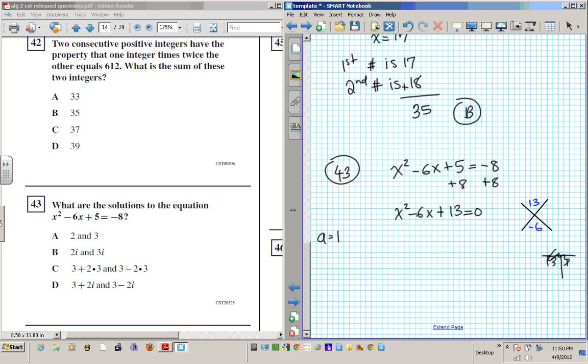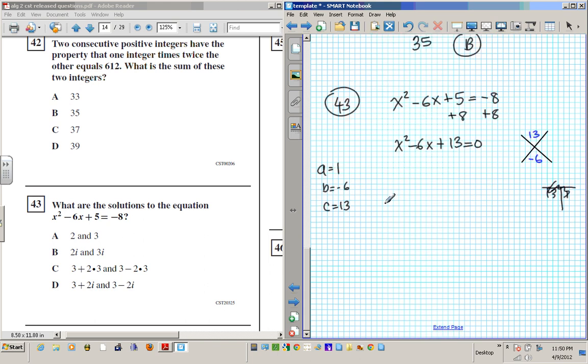A equals 1, B equals negative 6, and C equals 13. The quadratic formula, which you should know, is x equals negative b plus or minus the square root of b squared minus 4ac, and then the whole expression divided by 2a. Okay, so we're going to use these values of a, b, and c. We're going to put them into this equation right here and generate our results. Okay, so let's go ahead and do that.